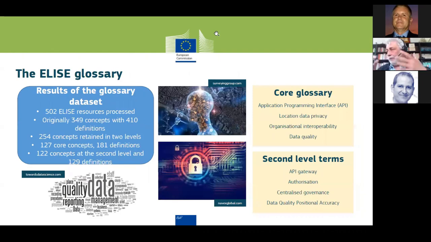The end result of this ELISE glossary is, as you see in the blue box, that we have, at the end of the day, 254 concepts retained in two levels. Some concepts that were defined were a little bit too broad or not really related to ELISE action, so we dropped them. But we retained at the end a very rich glossary with their definitions, in some cases more than one definition.